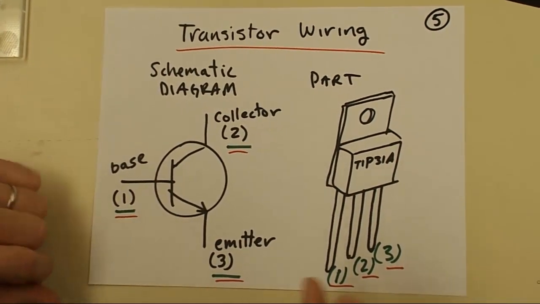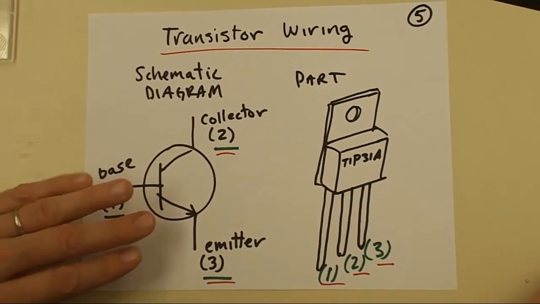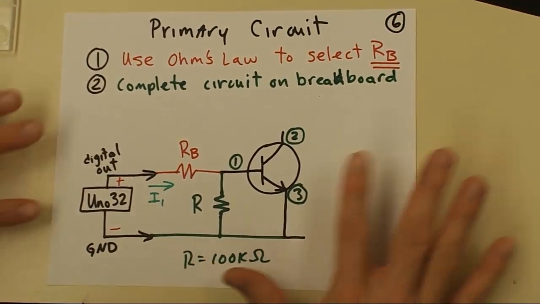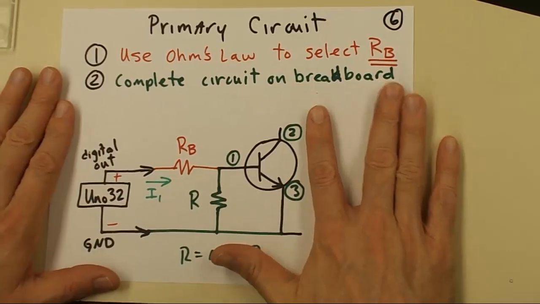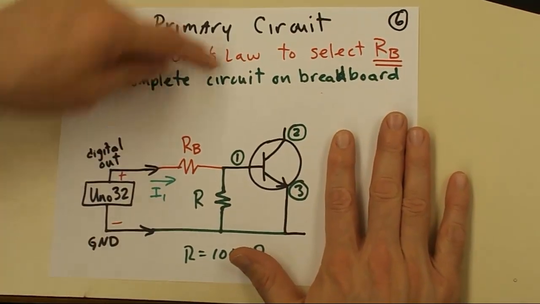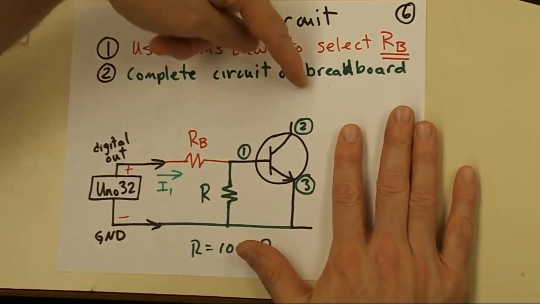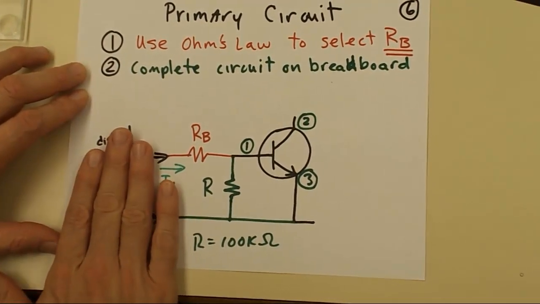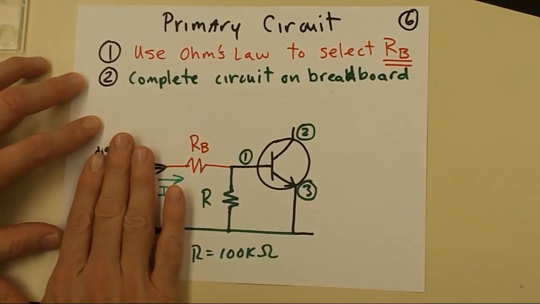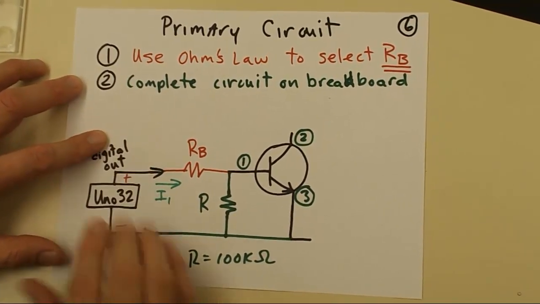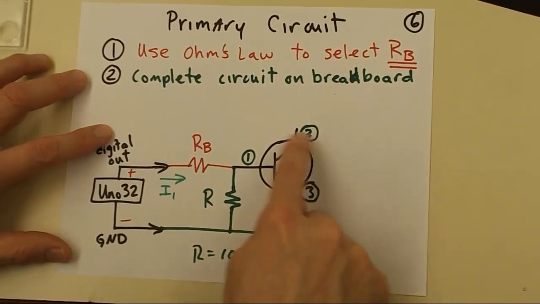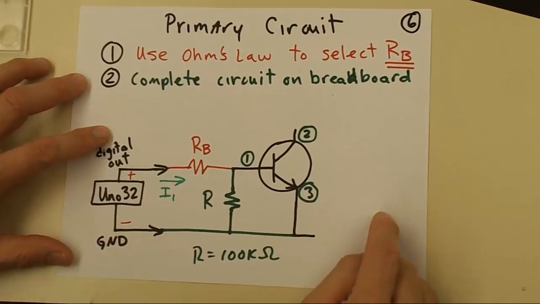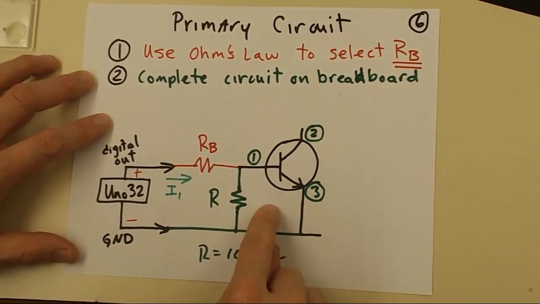Alright, so we'll move from understanding a little bit about the transistor to completing the wiring on the primary circuit. So back to the original schematic, or at least a piece of it here, the primary circuit side. Again, use Ohm's law to select RB, and then complete the circuit on the breadboard. At the first part here, we're going to leave out the Uno32, and we'll come back to it later. But we're going to select RB and grab the R value of 100,000 ohms and assemble them with the circuit. So let's go ahead and do that.